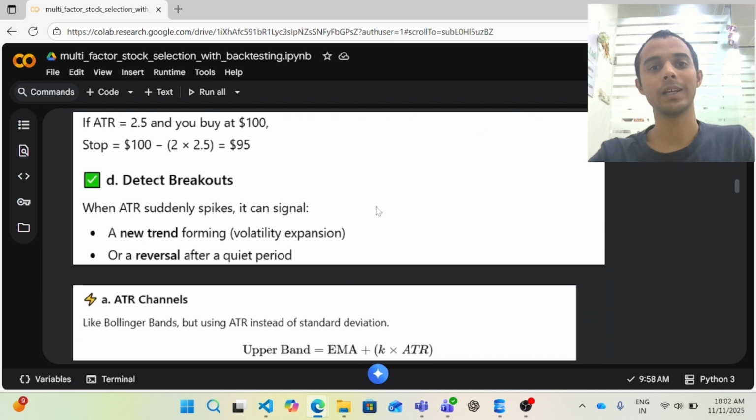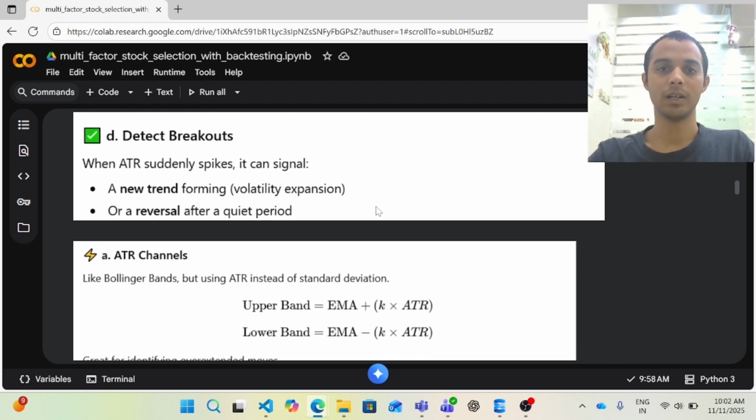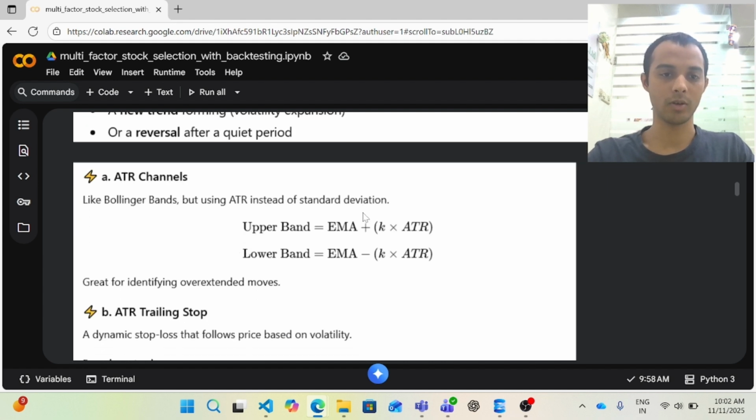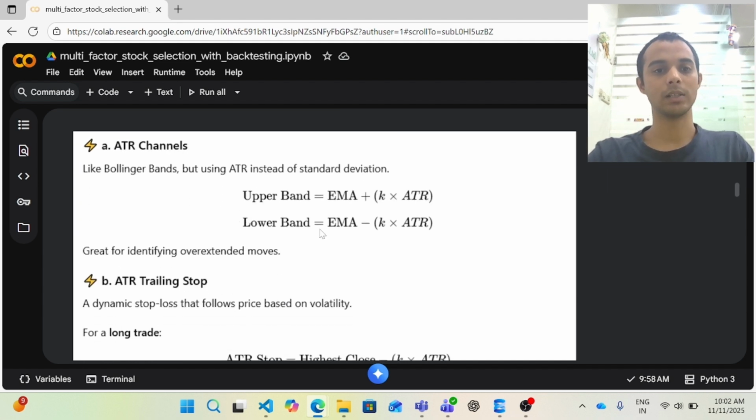You can detect breakouts with it. If there is a sudden spike in ATR, it indicates that a major volatile move is going to come and a new trend is forming. And there are also ATR channels, with an upper band and a lower band.